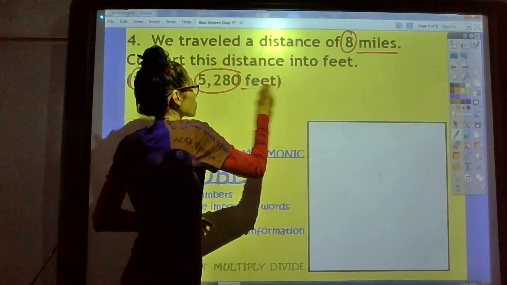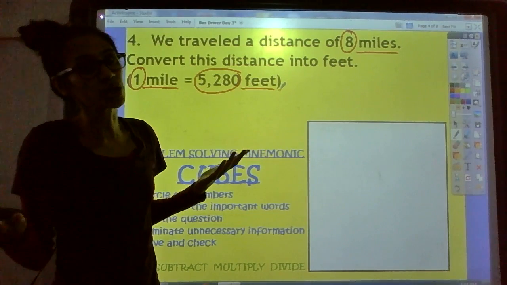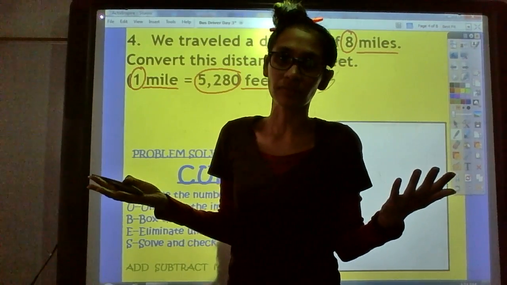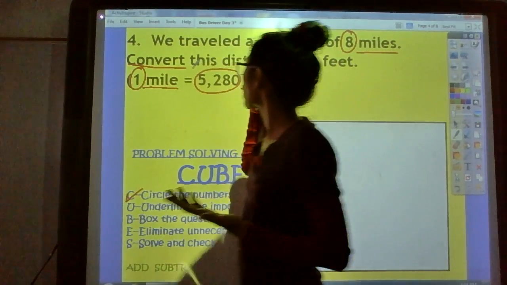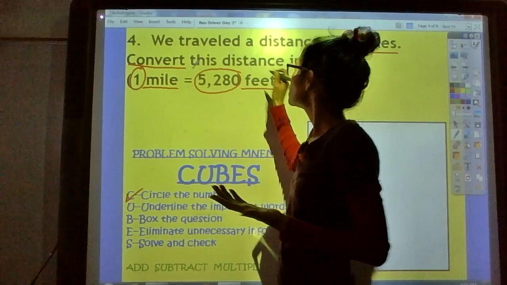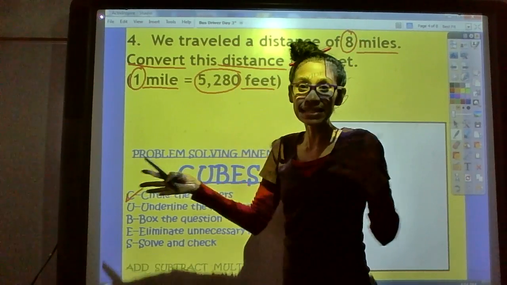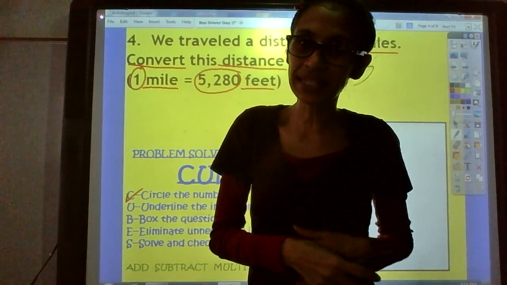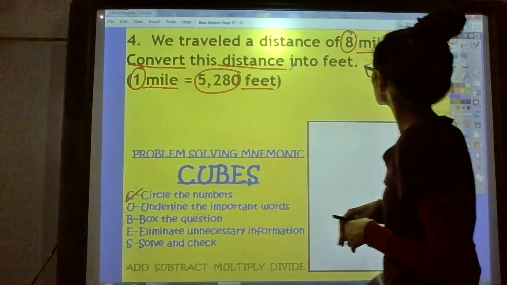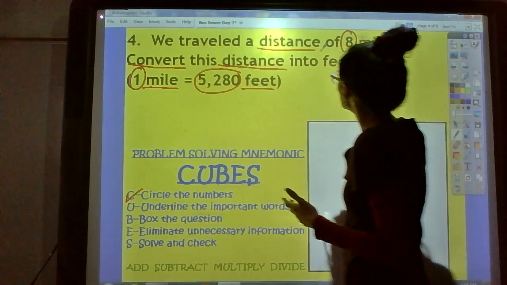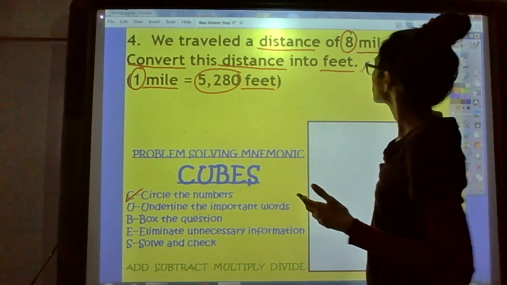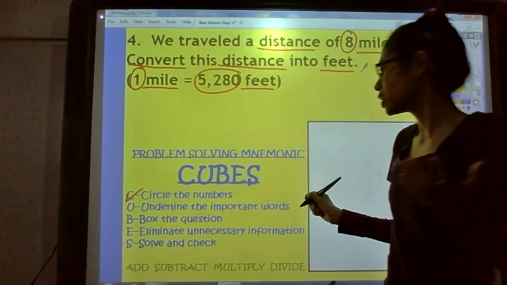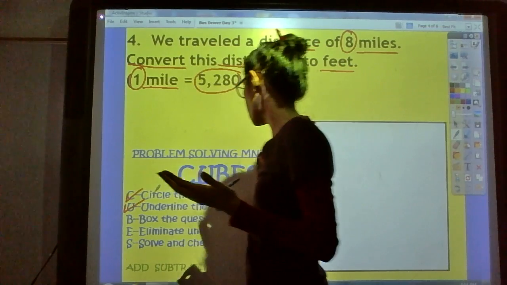Feet. Now, we have other important words in the problem. What else do you see? Convert, that's an important word. And what else? Distance. So we know these are distance length measurements. Anything else you see? Oh, there's the other word, distance. And there's the word feet right there. Bam. Okay, I think we're done with all our important words.